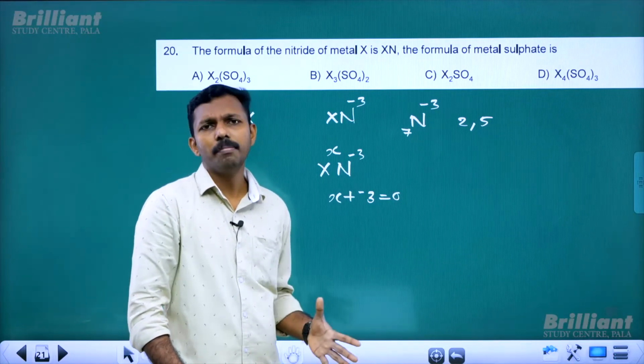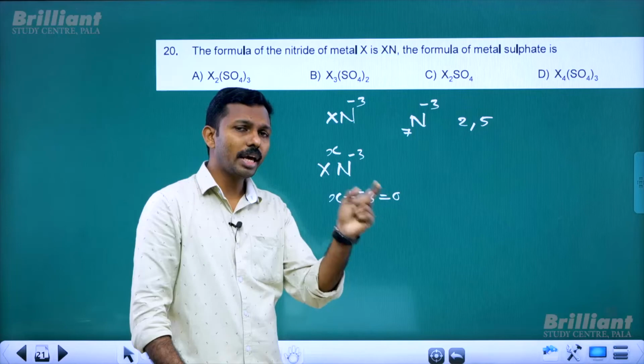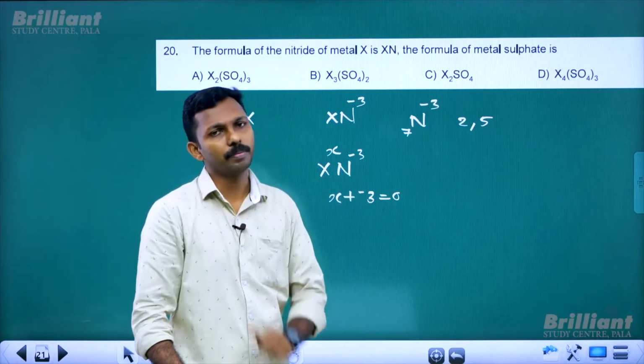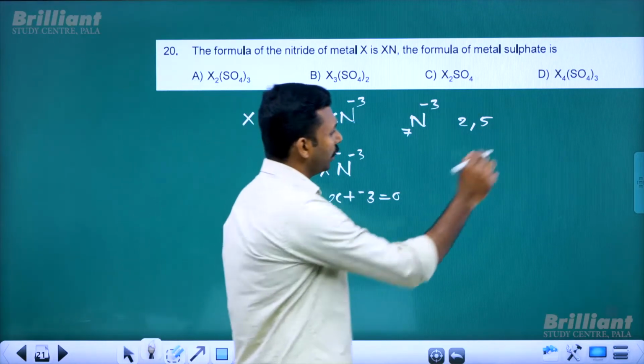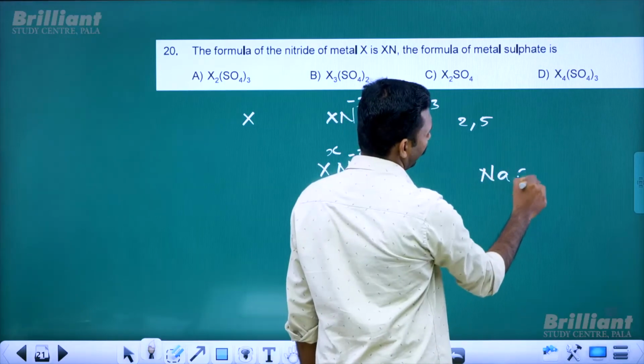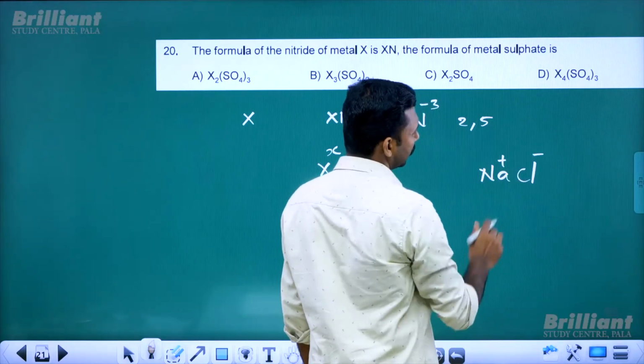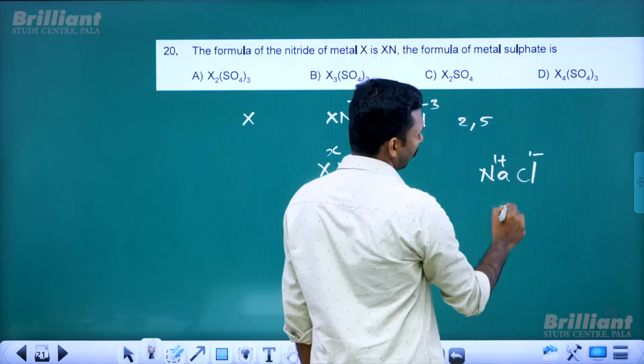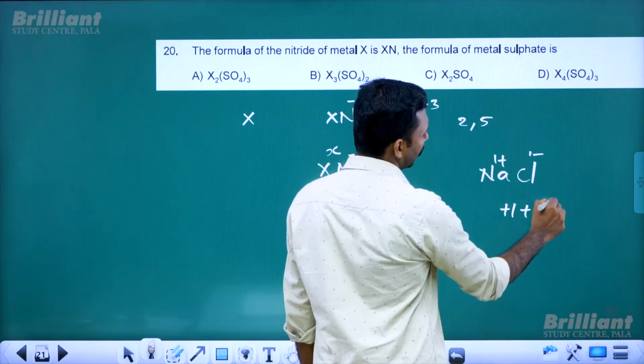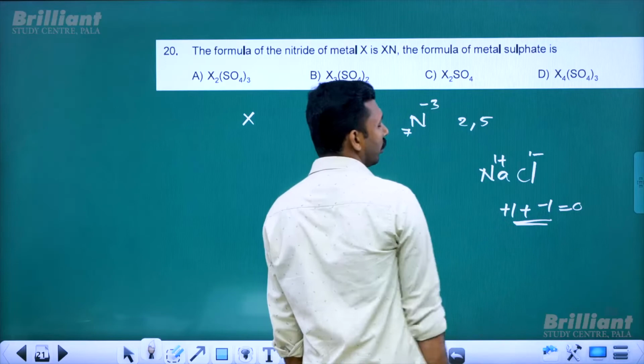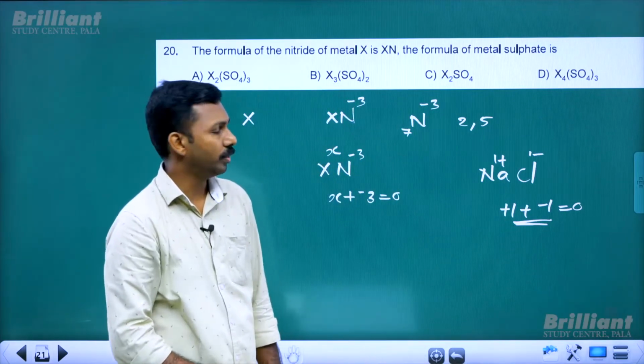In every compound, the total charges of the ions present should be 0. For example, I am taking NaCl. We know that it is Na plus and Cl minus, plus 1 and minus 1. So plus 1 plus minus 1 is equal to 0. So for every compound we can use this.